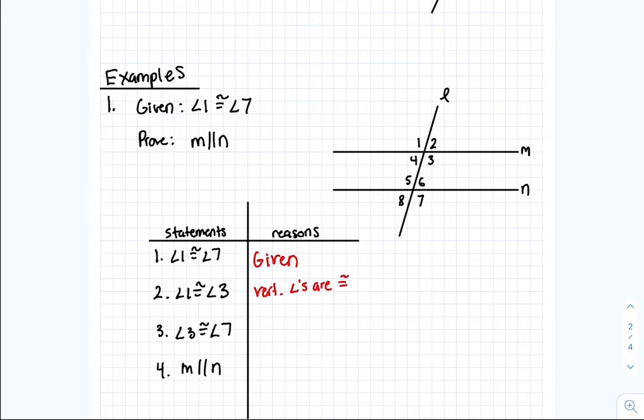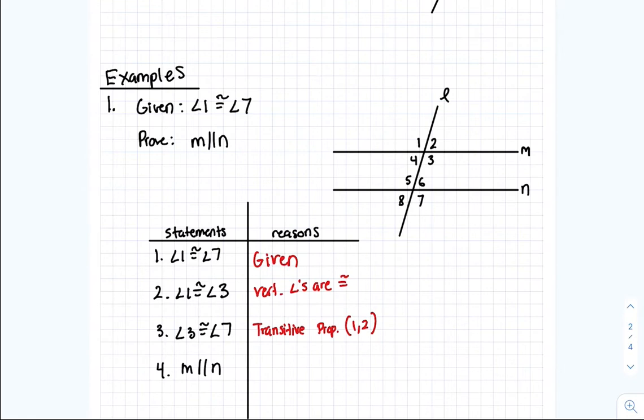So, in the next statement, since now we have angle 1 is congruent to 3, now we can say 3 and 7 are congruent because of the transitive property, right? If angle 1 is congruent to 7 and 1 is congruent to 3, then we can say angle 3 and angle 7 are congruent. And we use lines 1 and 2.